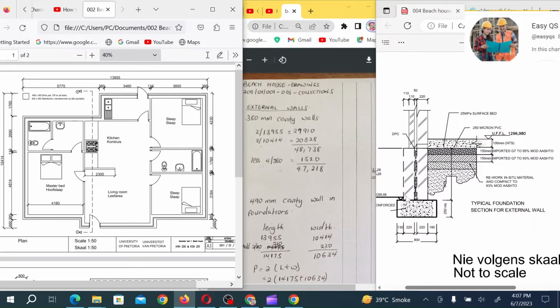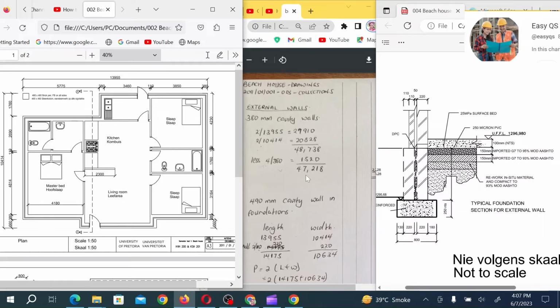So we shall come to finding the perimeter. Perimeter is 2 into bracket length plus width. The length is 13,955. 13,955 times 2, we shall get 27,910. Then for the width, it's 2 times 10,414. Because remember, we are taking the external perimeter, so that we can deduct the number of corners times the thickness of the wall. This one, we shall get 10,828. So once we add, we shall get 48,738.